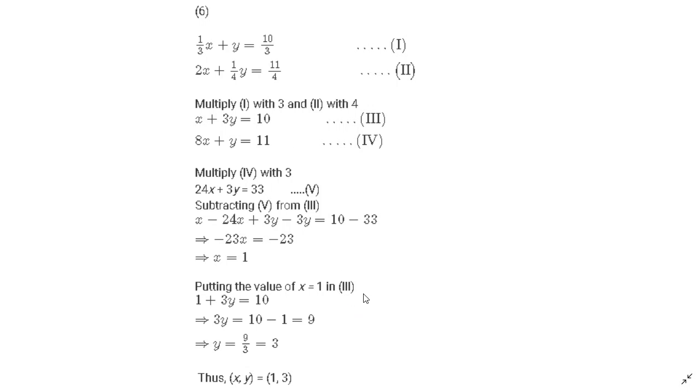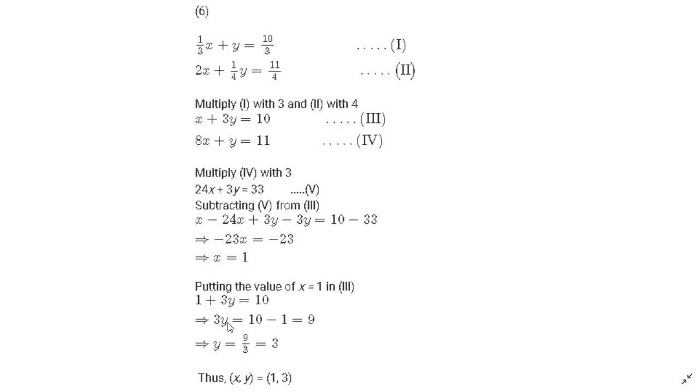We are putting it here in equation number 3. What is equation number 3? x plus 3y is equal to 10. So x is equal to 1, 1 plus 3y is equal to 10. 3y is equal to 10 minus 1, sorry, 1 gets subtracted from 10, and we get 9.